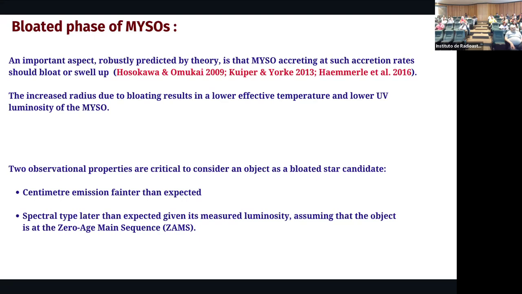So there are two observational properties which are critical to consider an object as a bloated star candidate: centimeter emission fainter than expected because it has lower UV luminosity, and a spectral type later than expected for its luminosity, because this source has lower effective temperature.